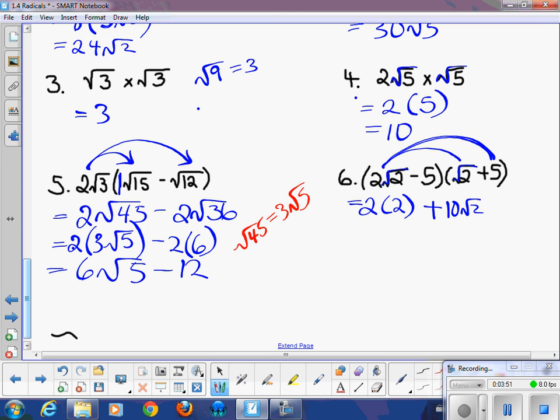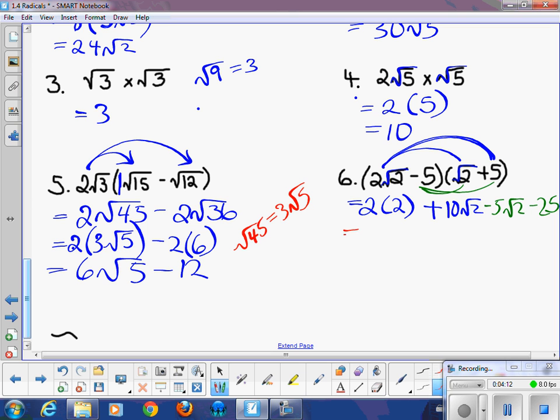And now we do the inside part, so we have negative 5 times square root 2, that's going to be a negative 5 root 2. And negative 5 times a positive 5 is negative 25. So again, now I go and I collect like radicals. So everything is fine so far.